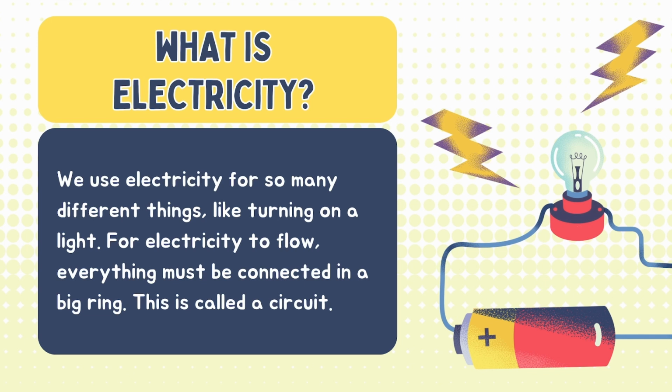Electricity can come from batteries or from power plants. Batteries give us portable electricity, while power plants send electricity through wires to our homes. For electricity to flow, everything must be connected in a big ring. This is called a circuit.